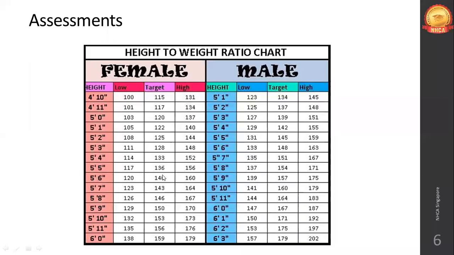For example, let's say a female of 5'4". Her low weight range is 114 pounds. Target should be 133 pounds. High is 152 pounds. This is not in kilograms, it's given in pounds. So do the calculation. For a female who is 5'4", her height is 5 feet 4 inches. What is her target weight in kilograms? Convert this into kilograms. Take your Google search and just search about it.